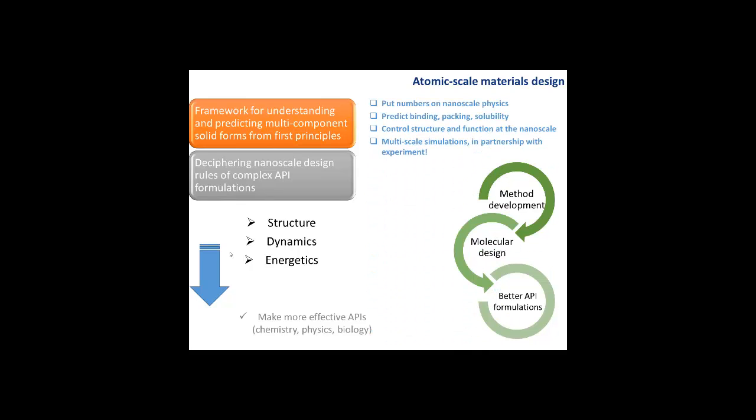So we can use high-performance computing to put numbers on nanoscale physics. So we can calculate and predict things like the binding energies between molecules, how they pack together in solution, how they absorb on surfaces, how they interact with solvent. We can do that on the computer before we actually go to the lab. So if we get the physics right, we can control the structure and the function at the nanoscale. And we know from statistical mechanics that if you get things right at the molecular level, then in a well-defined and clean experiment, that should follow through to the experimental scale.